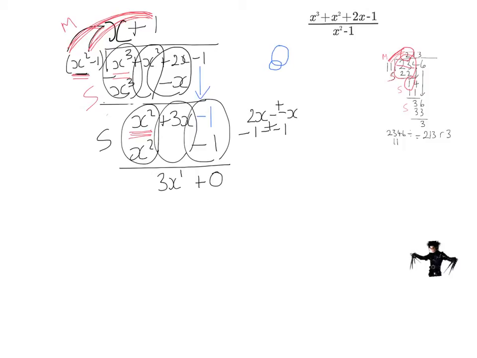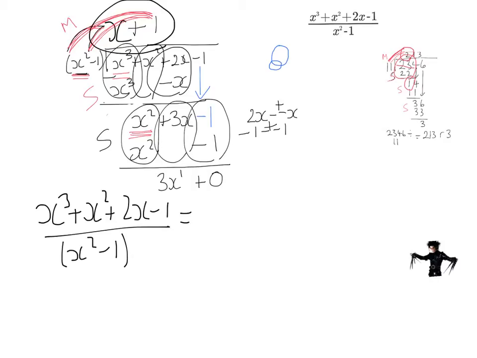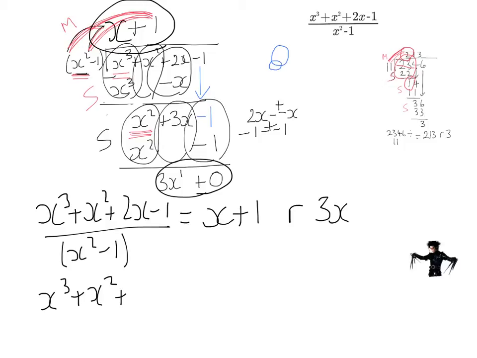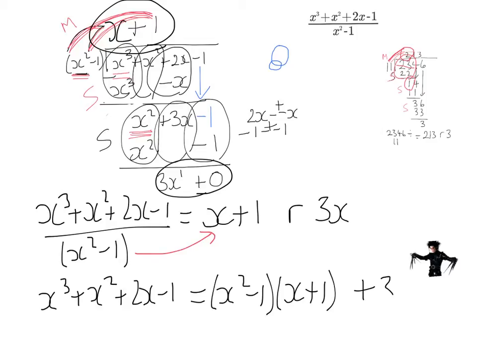And therefore, what we can do is let's just write this out as a complete answer. So x cubed plus x squared plus 2x minus 1 divided by x squared minus 1 gives us a quotient of x plus 1 and a remainder here of 3x. And of course, if I wanted to write it in the other form, x cubed plus x squared plus 2x minus 1 is the same as this times this. So x squared minus 1 times x plus 1, and the remainder would be plussed on. Okay, that's it. Let's try another one.